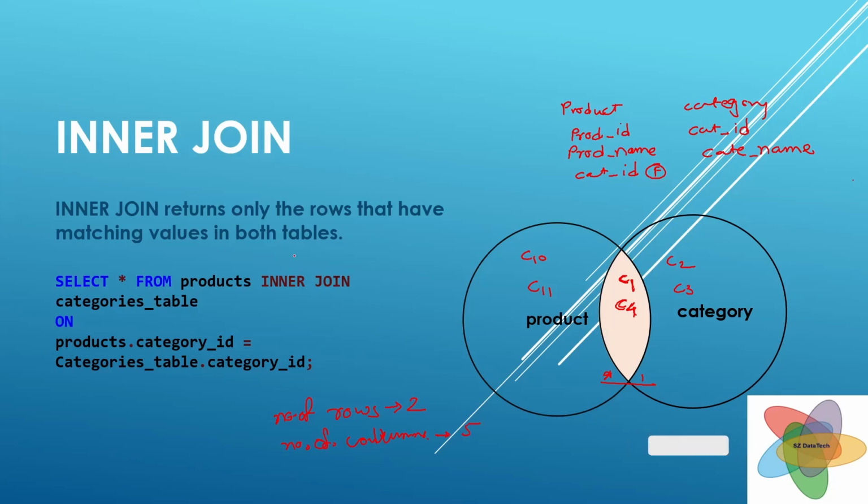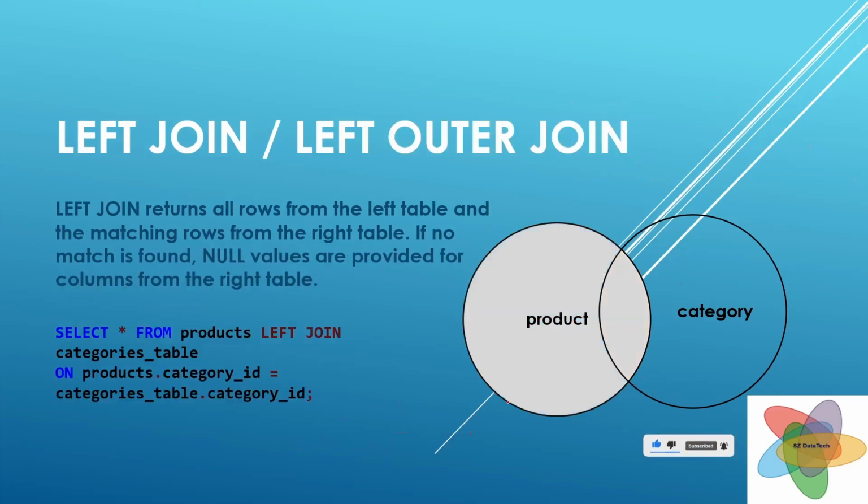Let me repeat again: inner join returns only the rows that have matching values in both the tables. Let's move to the next join.